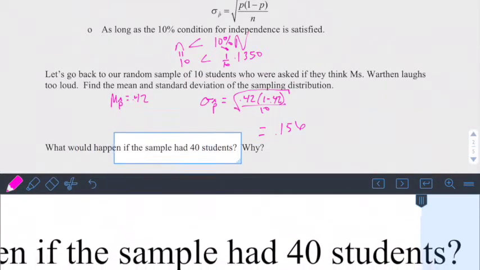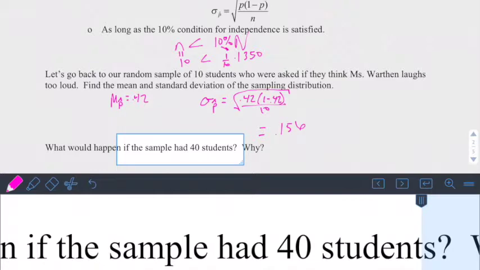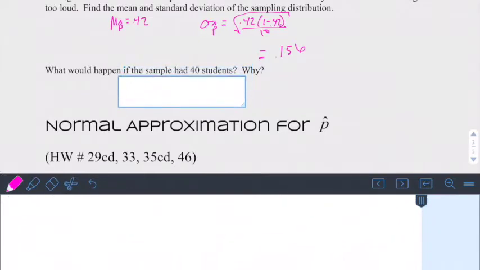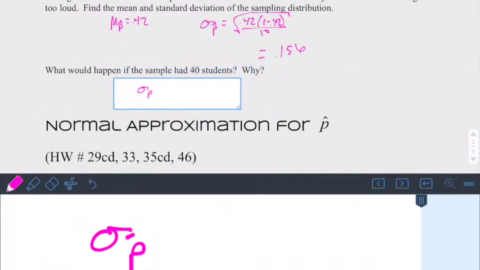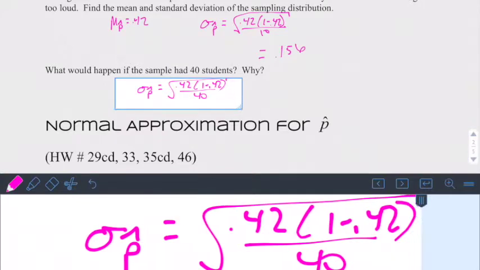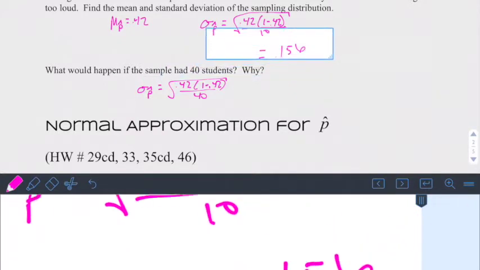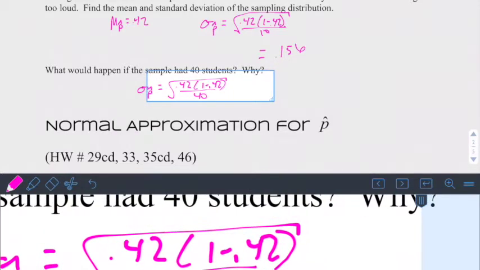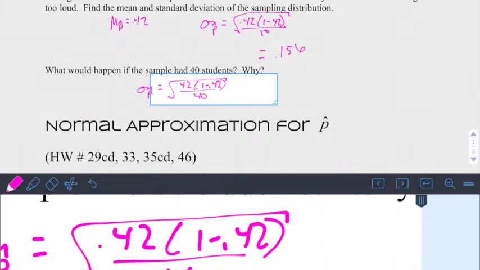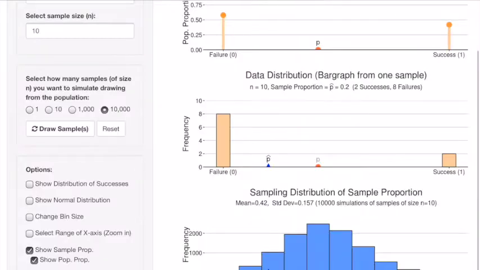What would happen if the sample had 40 students? Well, let's think about this real quick. If we had a bigger sample size, remember that shrinks our standard deviation. It's going to make our sampling distribution skinnier. So if we use our standard deviation formula, now we have 0.42 times 1 minus 0.42 over 40. Well, now we're dividing by 40 instead of 10. But if we think about that square root, it's really, instead of 4 times smaller, it's really 2 times smaller. So it's going to be half as large. So let's see what that does.